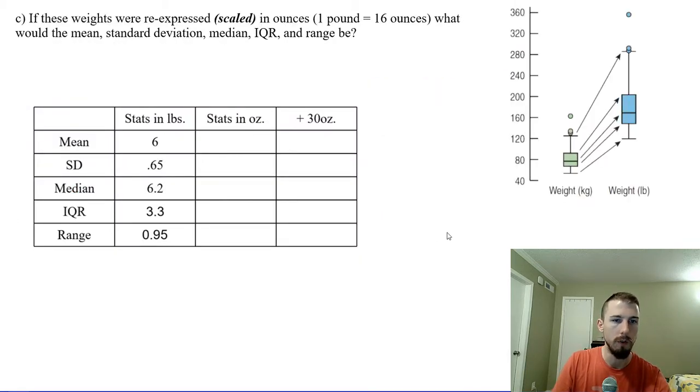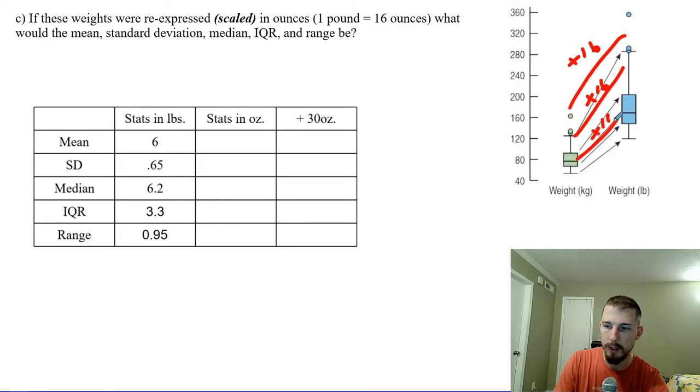Okay, if the weights were re-expressed or scaled in ounces, from 1 pound is 16 ounces, so everything's being multiplied by some scale factor of 16. So this value here is being multiplied times 16. This value here for our maximum without an outlier, or right fence, is going to be times 16. The median's also times 16. You get the idea. The minimum is also times 16. So every metric is going to be changed.